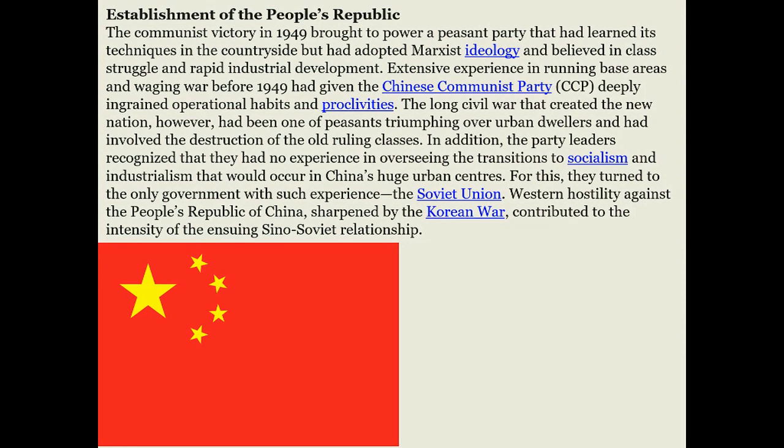The Soviet Union, Joseph Stalin, and Mao Zedong became close allies in the fight against what they call Western imperialism. Western hostility against the People's Republic of China, sharpened by the Korean War, because China's troops are directly involved, and Canadians are killing them, and they're killing Canadians, contributed to the intensity of the ensuing Sino-Soviet relationship.